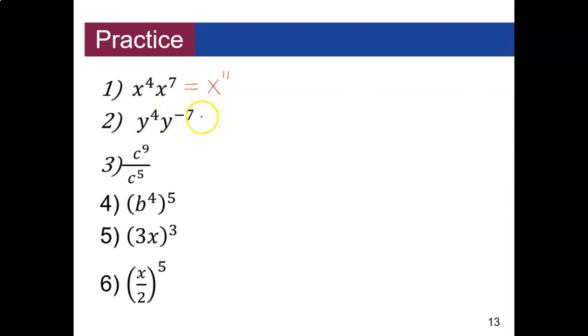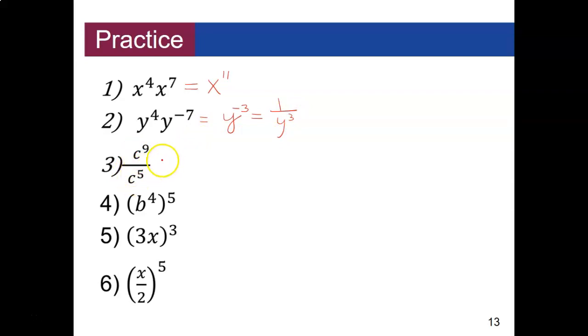Here we've got, again, like bases. So we're going to have y. Add these together, so 4 plus a negative 7 will give me a negative 3. We don't like to leave negative exponents, so we're going to write this as 1 over y to the third power.